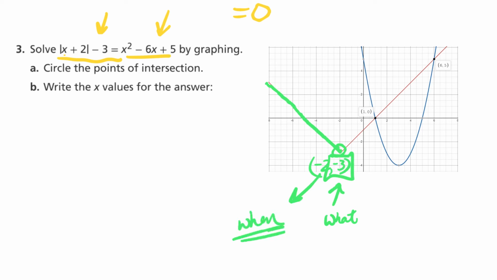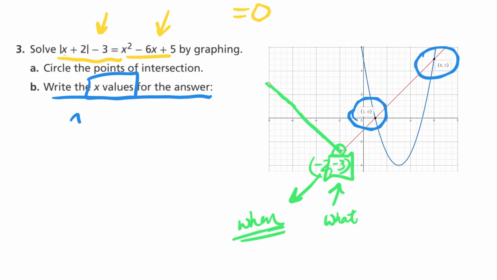As I told you throughout this year, Algebra 2 is a lot more focused on the x value than the y value. So the first thing it says, of course, is to circle our intersection points. Well, we see they're intersecting at the point (1, 0), and then again at (6, 5). So these two equations are equal at two places. So write an x value for this answer. Again, only the x. So these two equations are equal when x is equal to 1, and then again when x is equal to 6.